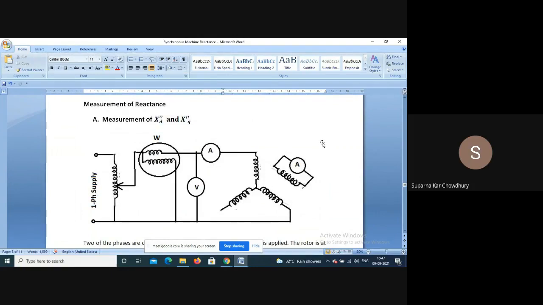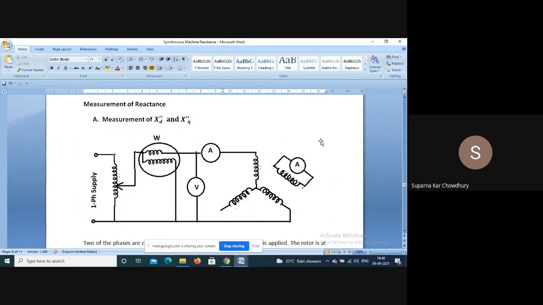Now, we should be able to measure these reactances. Xd and Xq we have discussed. That is, Xd can be measured from open circuit data and short circuit data. That is, the induced voltage for a particular field current under open circuit condition, divided by the short circuit current for the same field current, gives you Xd. The ratio of Xd and Xq is determined from the slip test, and from there we can determine Xq.